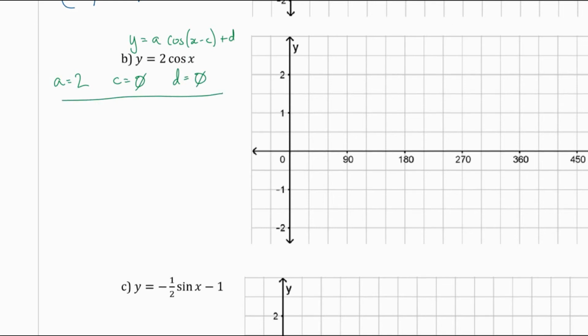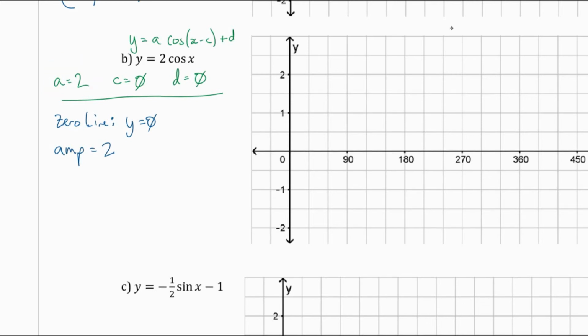That means my 0 line is y equals 0, because it's just the d value. It's always y equals the d value. What's the amplitude? It's 2. It's the a value. Okay. By the way, I'll talk about that in the next example, actually.